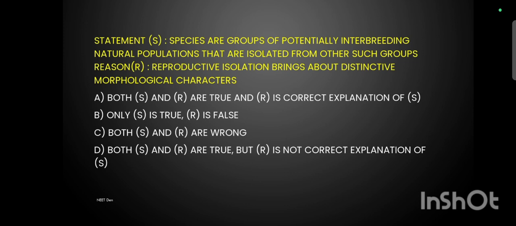Question: a statement is given and a reason is given. Statement: species are groups of potentially interbreeding natural populations that are isolated from other such groups. Reason: reproductive isolation brings about distinctive morphological characters. The options are A, both S and R are true, and R is correct explanation of S. B, only S is true, R is false. C, both S and R are wrong. D, both S and R are true, but R is not correct explanation of S. So the answer is D.